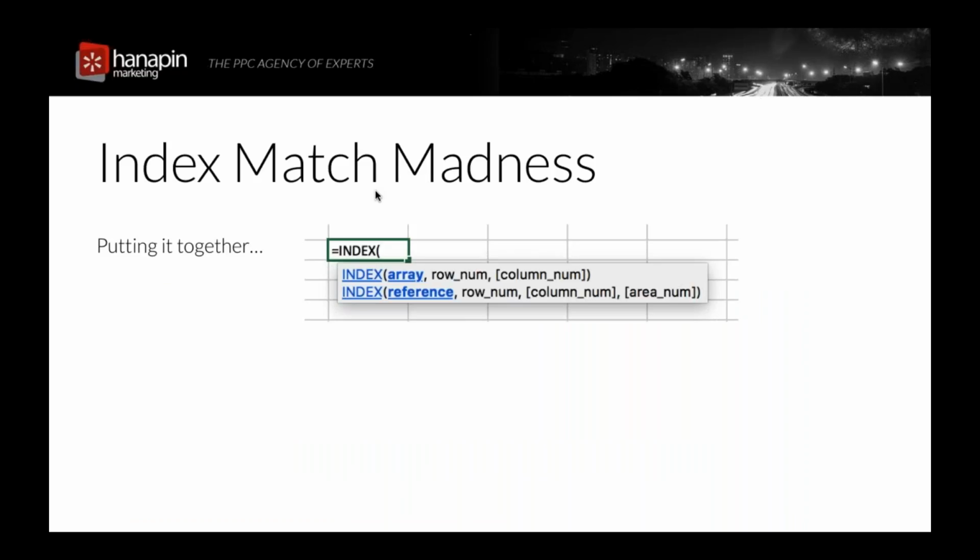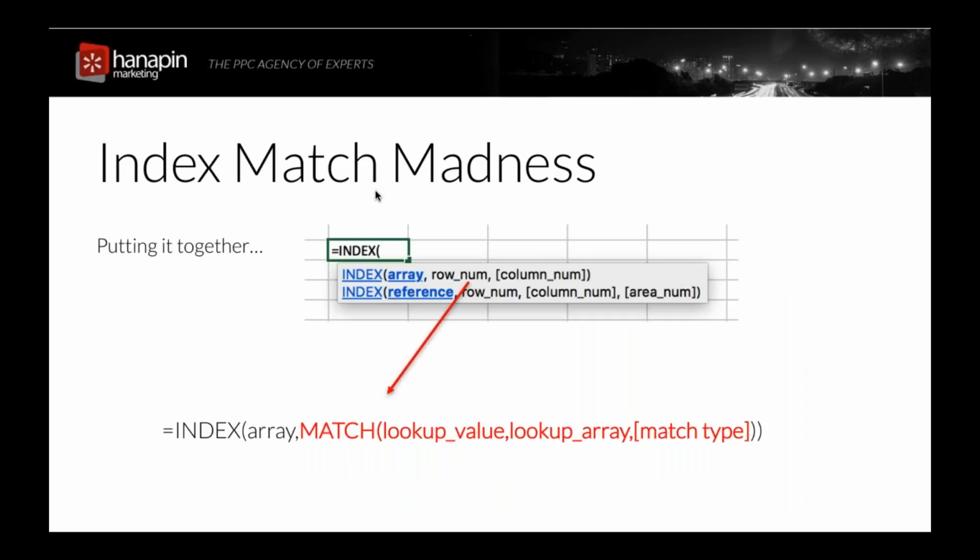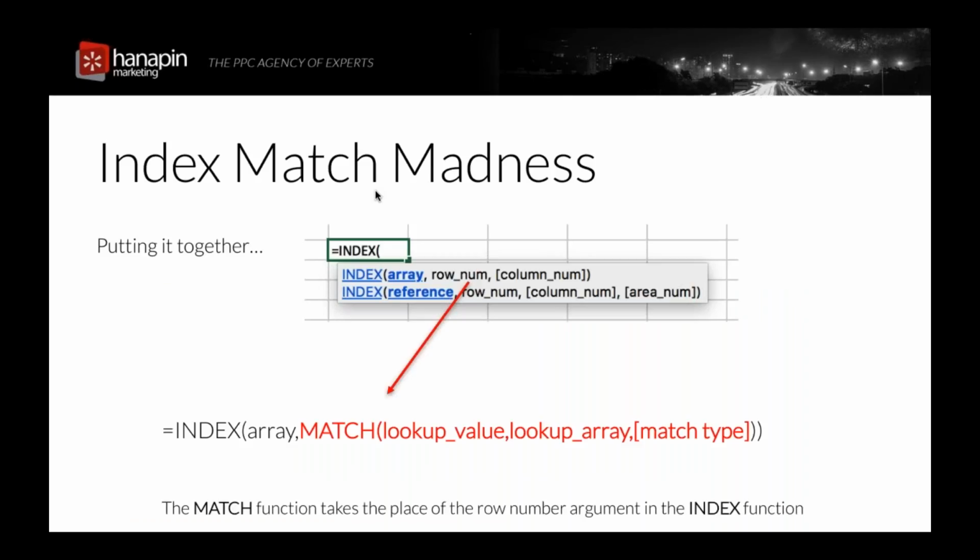So putting it together, here's our index, which is our leading formula here. We're going to nest the match in the index. So match just takes the place of the row number argument within the index function. And another mistake I see a lot is people just getting these sort of flip-flopped and trying to put the match in the column number. Order matters here, so just remember that for index it's always row before column.